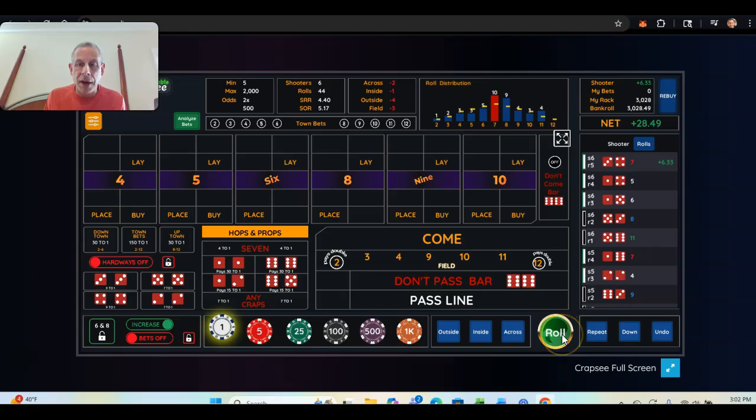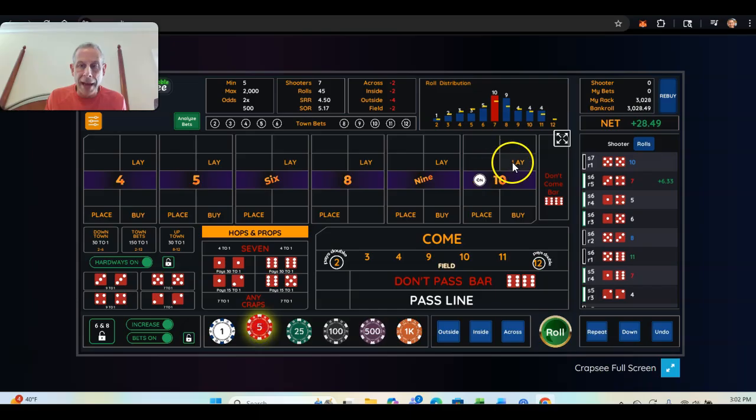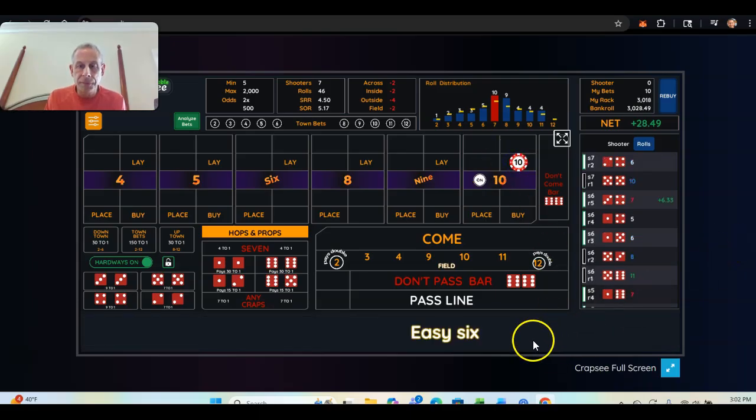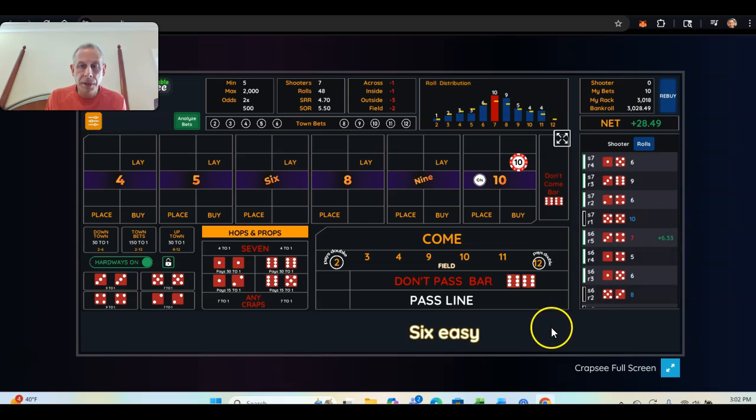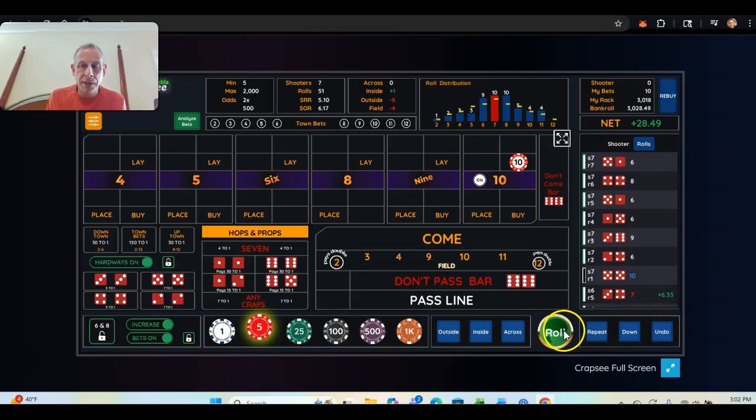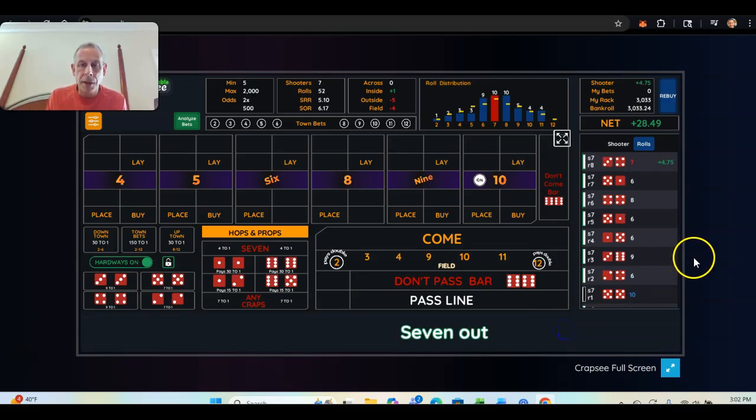So we're waiting for the 5 or the 10 again. And this is our first ticket of the day. There it is. Boom. Hard 10. Okay, right away. So we're going to go back out, and we're going to put our $10. Easy 6. Nina 9. 6 easy. 8 easy. 6 easy. Lots of 6s. 7 out. There we go.